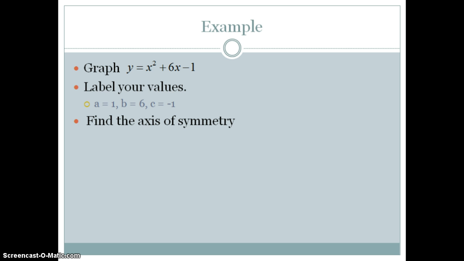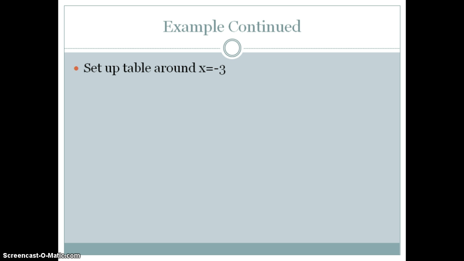After we get those labeled, we need the axis of symmetry, that x value of the vertex. Remember that's our x equals opposite of b over 2a. Every time you graph, you're going to use this. We plug in our a and our b values. Since it's the opposite of b and b is positive, it's negative 6, so negative 6 over 2 times 1. Then we just reduce. Negative 6 divided by 2 gives us negative 3. So we have our axis of symmetry. Remember that's also the x value of our vertex, so that's going to be the middle of our table. We're going to set up our table around x equals negative 3.